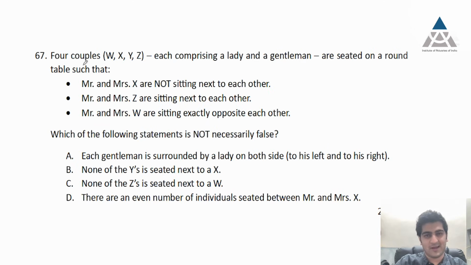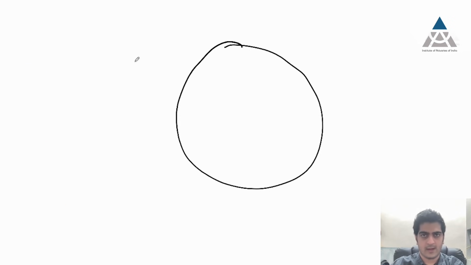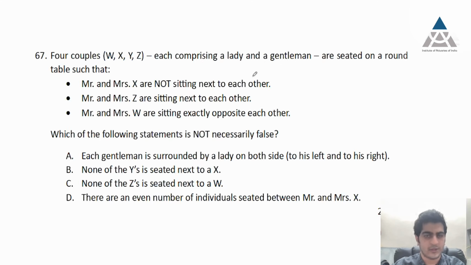So it says again that table 1. Four couples W, X, Y, Z, each comprising a lady and a gentleman, are seated on a round table, and then are given some conditions. Okay, so it's a round table and there are 8 people, right? So there are 8 people. Right now let's not try to plot anywhere, because let's first look at the question. It says that Mr. and Mrs. X are not sitting next to each other. Okay. Mr. and Mrs. Z are sitting next to each other, and Mr. and Mrs. W are sitting exactly opposite to each other.